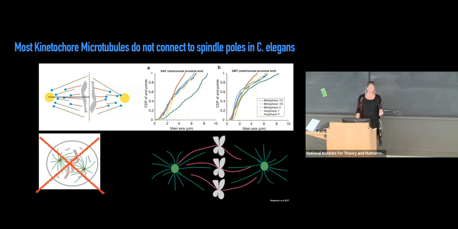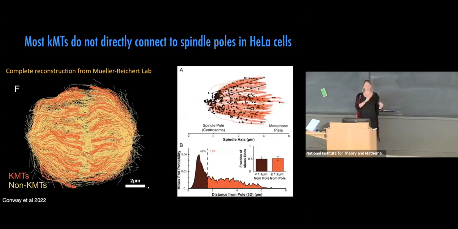Okay, so now we're going to move to more new data. This is actually data from Thomas' lab. This is a HeLa cell now. I'm showing this to make the point that what we found for C. elegans is also true in HeLa cells, okay? And you can see this here on the plot. So half of the kinetochore microtubules are also not coming very close to the pole.